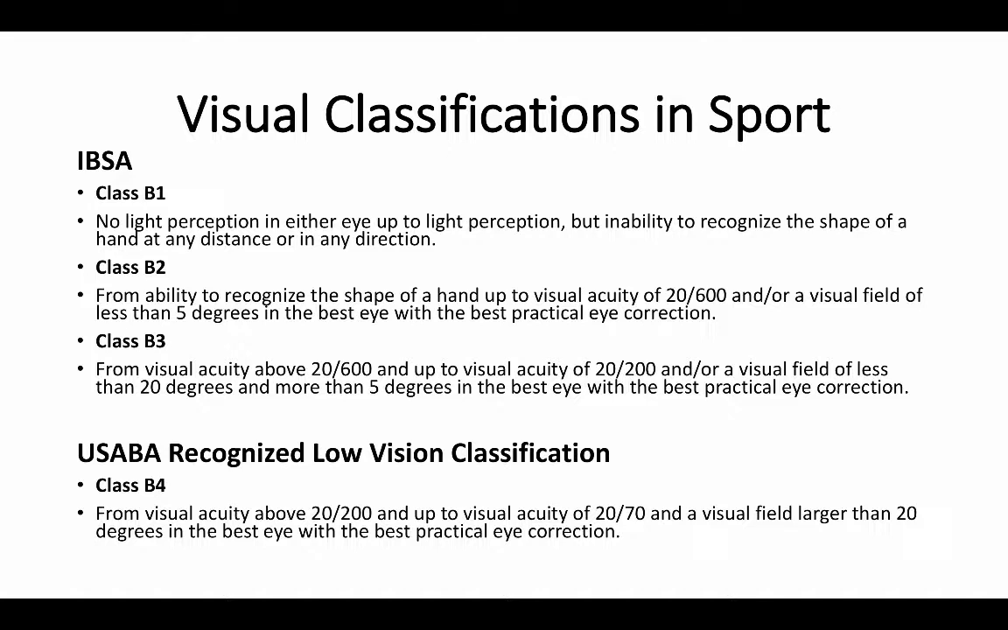And then in the US, we use the B4 classification, which is 20/200 to 20/70 and a larger than 20 degree visual field in the best eye with correction. So that's specific to sport. You would get classified based off your vision when you compete in sport activities. So it's pretty common who you're competing against based on them having the same vision loss. But in some sports, you actually wear blindfolds, so it doesn't really matter what your vision classification is. It just depends on the sport.